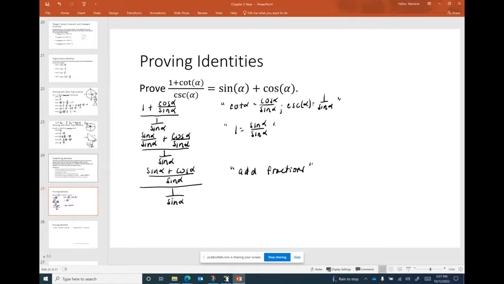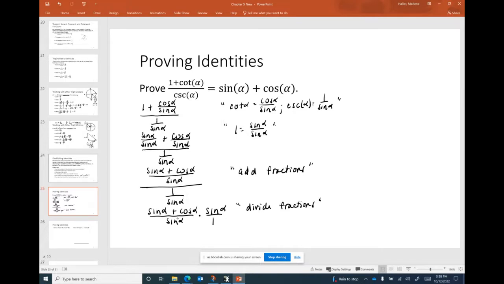Okay. Now I've got this compound fraction. He's ugly. Let's break that up. We'll do keep, change, flip on that, or we'll divide those fractions, right? So we'll rewrite this as the sine of alpha plus the cosine of alpha over the sine of alpha. That's the numerator. Then we're going to change this division to multiplication and flip that denominator. So that's the sine of alpha over 1. All right, and the reason we can do that is divide fractions. That's how we divide fractions. All right, and there's my justification.